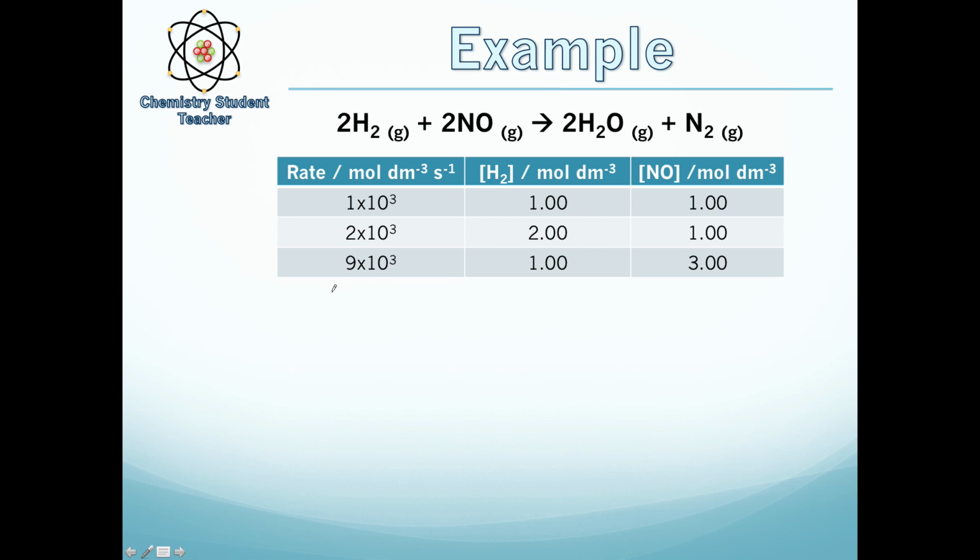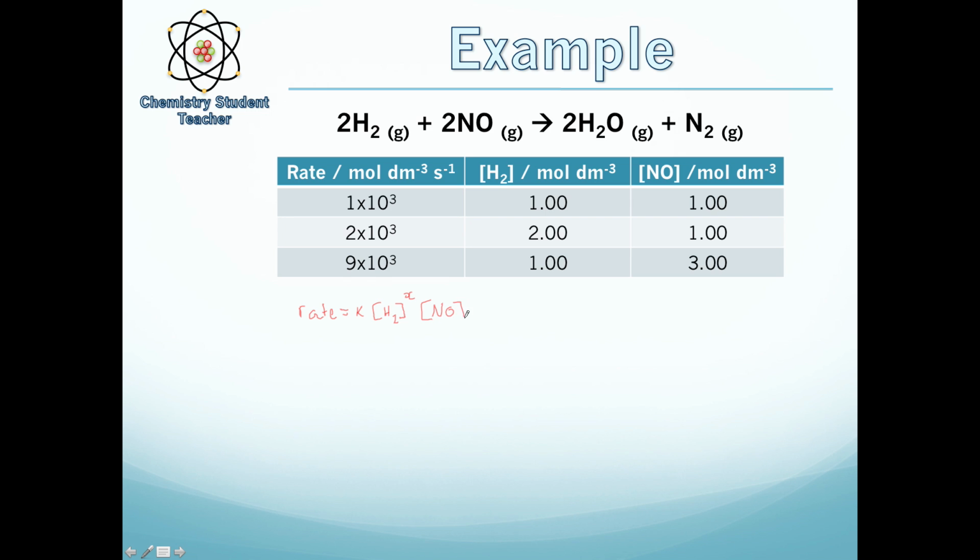Now if we take H2, well actually first of all let's look at the rate equation. So we've got rate equals K, there's always a K, times by concentration of H2 to, let's say, the power of X. That could be 0, 1 or 2.